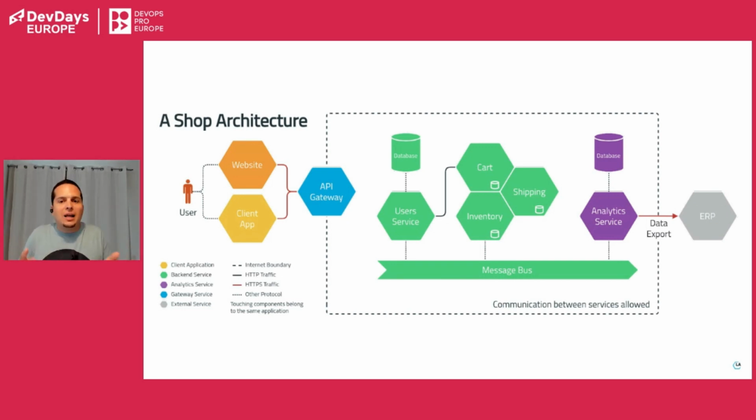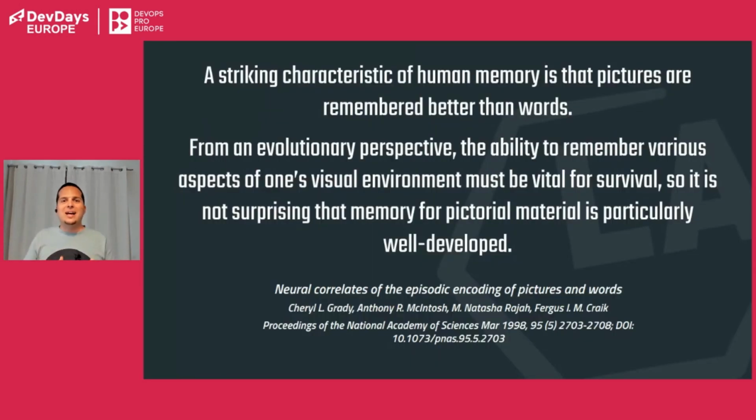Because if we had this picture while I was explaining it to you, I think we would have created a better and more common understanding of the whole system. And this is why it is so important to use pictorial content when explaining architectural stuff or any stuff, especially. And there is also scientific proof to that.